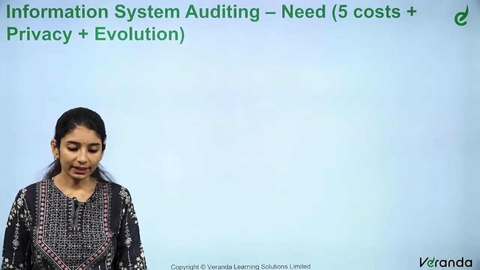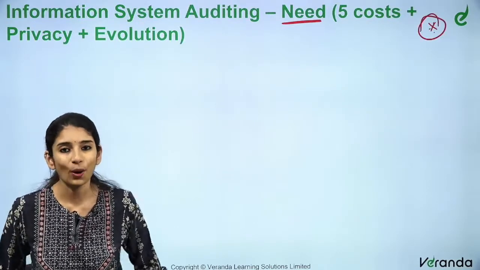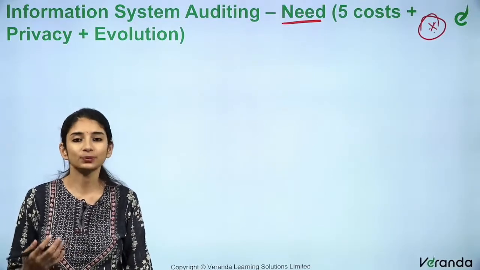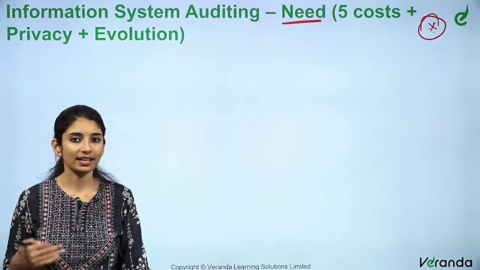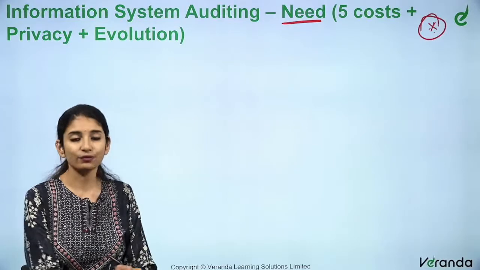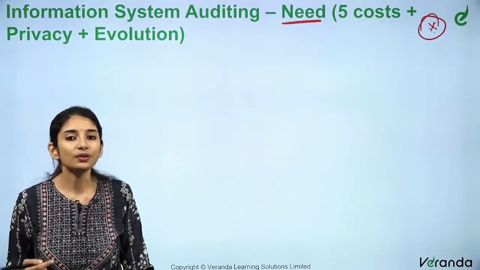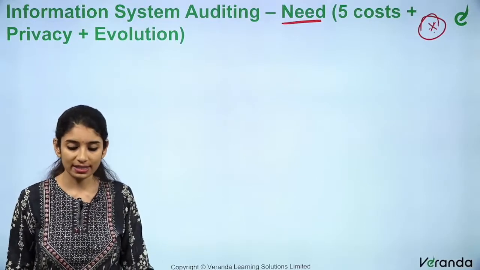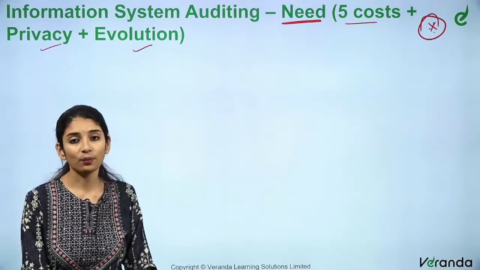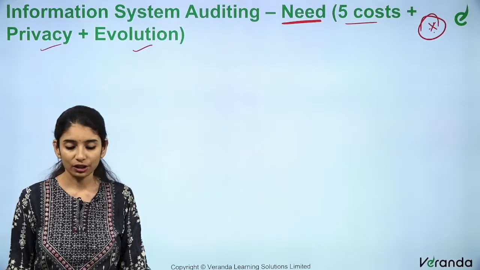Now moving on to the next thing, the need for IS audit. Wherever the question says auditing, it is important, because this is your chartered accountancy course where auditing is one of the core subjects. So any topic that has auditing in the question becomes extra important. The first one that we studied was the objectives of IS audit. Now we are going to study the need for IS audit. In need, we have 5 points on cost, 1 on privacy and 1 on evolution.